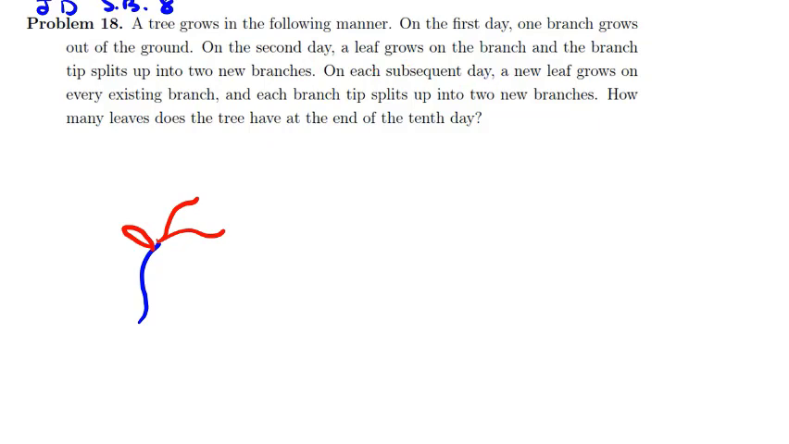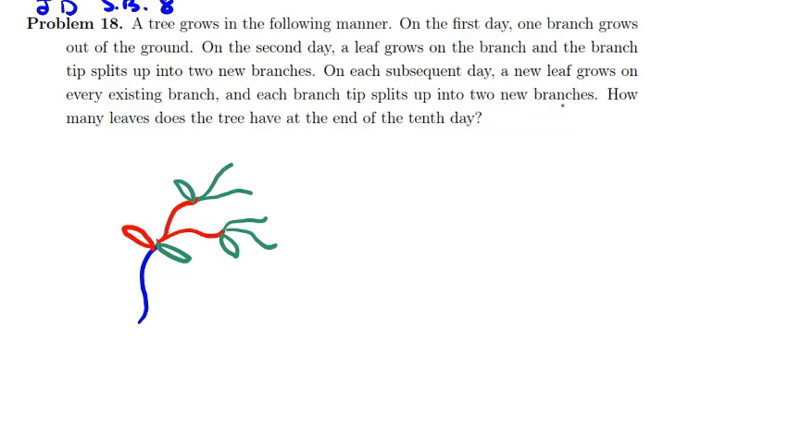On each subsequent day, let me write the third day with green, a new leaf grows on every existing branch. So on this one, on this one, and on this one. And each branch tip, these two, splits up. So here, look, the branch tip is only these two. This one is a branch but not a branch tip. It splits up into two. So that is the third day.